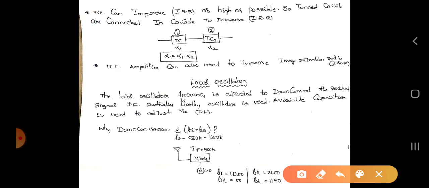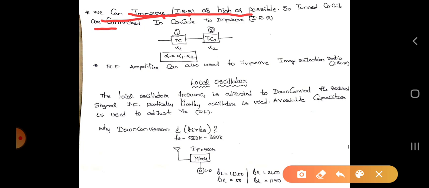And we can improve it. I have already told that the suppression factor is nothing but the image rejection ratio. Always the suppression factor should be high, so that we are able to eliminate the image frequency signal. So we have to always increase the image rejection ratio. How can we improve the image rejection ratio? There are mainly two ways. First, we can improve the image rejection ratio as high as possible.